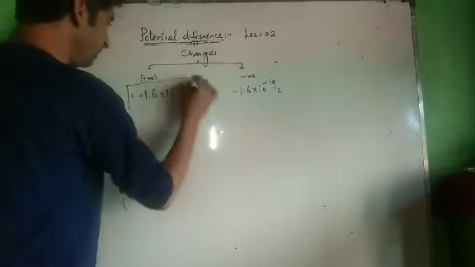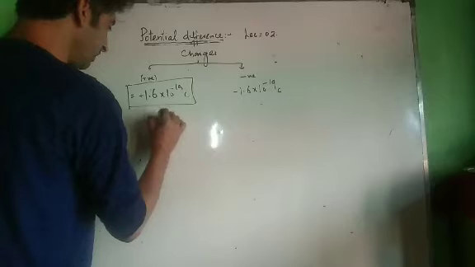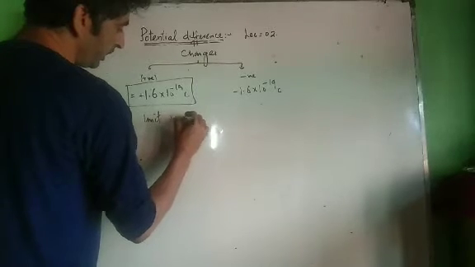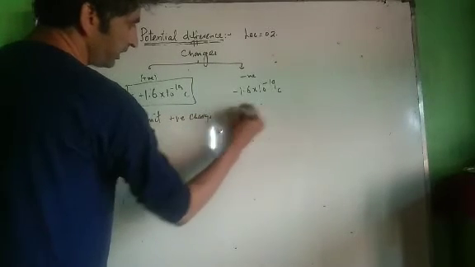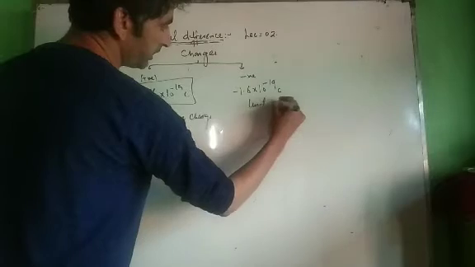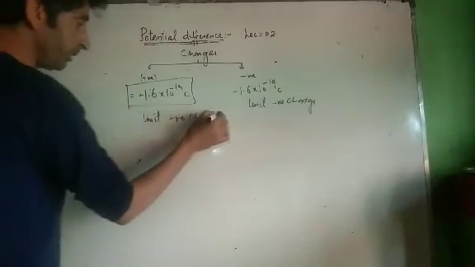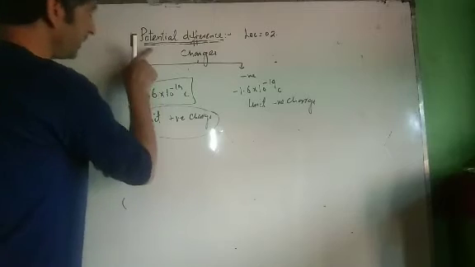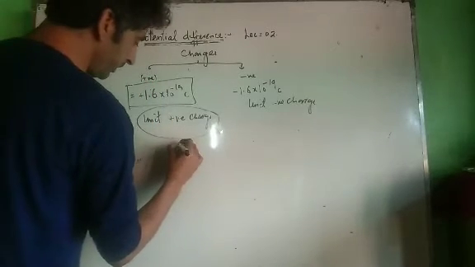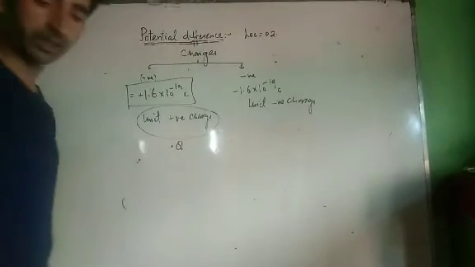Now this is called unit positive charge, and this is called unit negative charge. Now this unit positive charge is important for us to understand potential difference. Let me write it like Q, plus Q or Q.